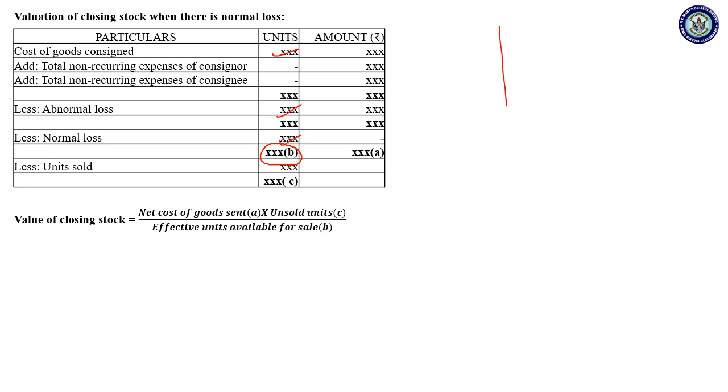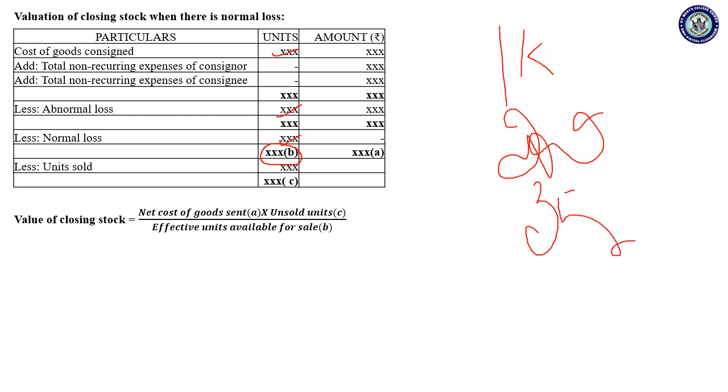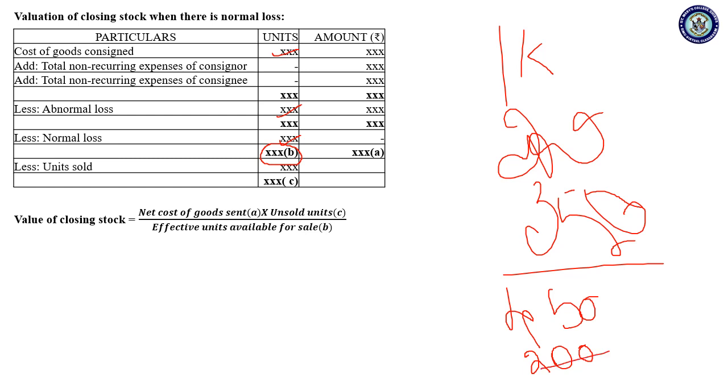For example, the consignor has sent you 1000 units. In that, 200 units is abnormal loss, and 350 is the normal loss. Now what is left? Only 450. So this many units are available for sale. Now you have sold 200 units, so you are left with 250. This is the closing value.